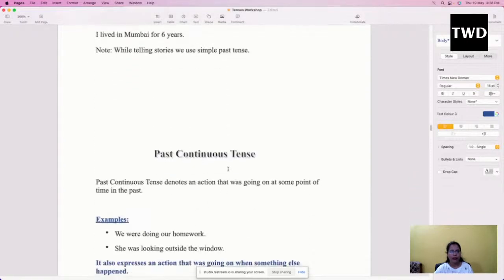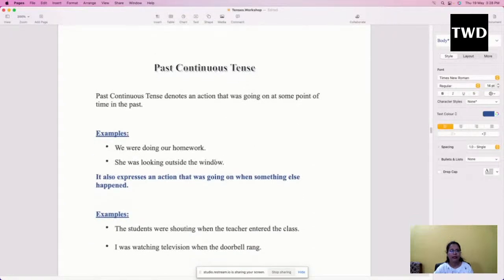But you have to practice a lot. Going towards past continuous tense, as I told you, the moment we say continuous, our main verb will be coming with ing. Past continuous tense denotes an action that was going on at some point of time in the past. Means in the past that action was going on. Yes, we were doing our homework. So maybe yesterday night we were doing our homework.